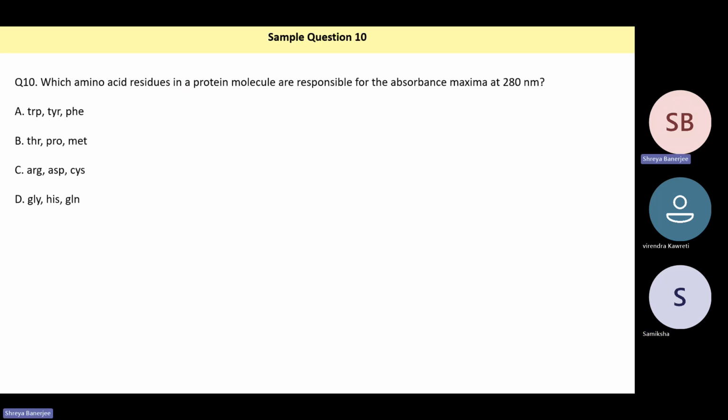And finally, it is asking, which amino acids are responsible for the absorbance at 280 nanometers? So these are your aromatic amino acids. That is your option.